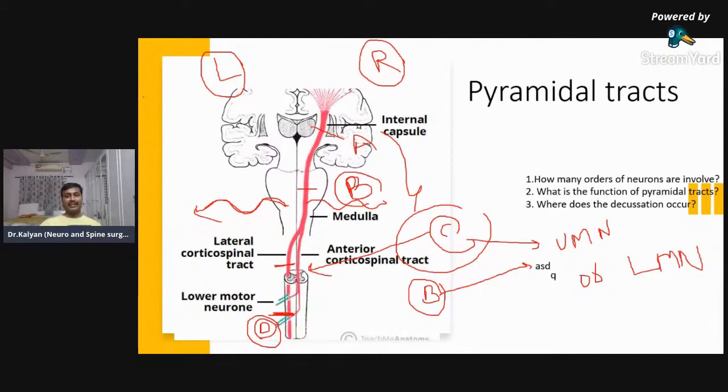So you needn't remember all the rest. You have to remember only these three answers. How many neurons are involved in the pyramidal tracts? Only two neurons, the upper motor neuron and the lower motor neuron. What is the function of the pyramidal tracts? They control the motor functions and are useful for fine motor control. Where does the decussation occur? The decussation occurs in the lower part of the medulla.